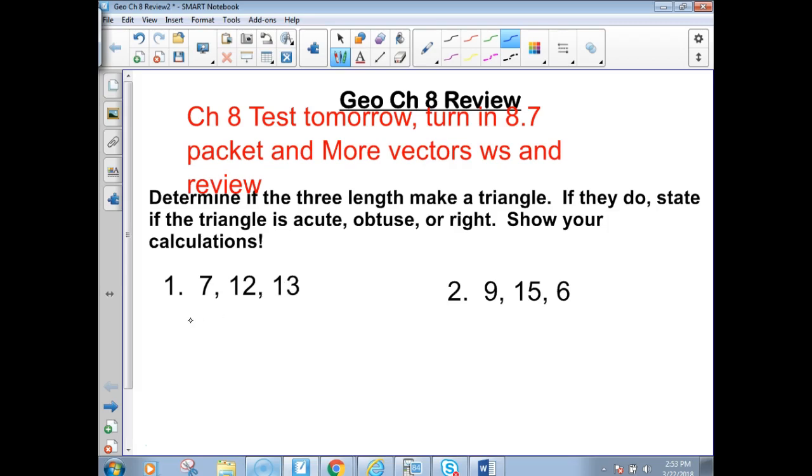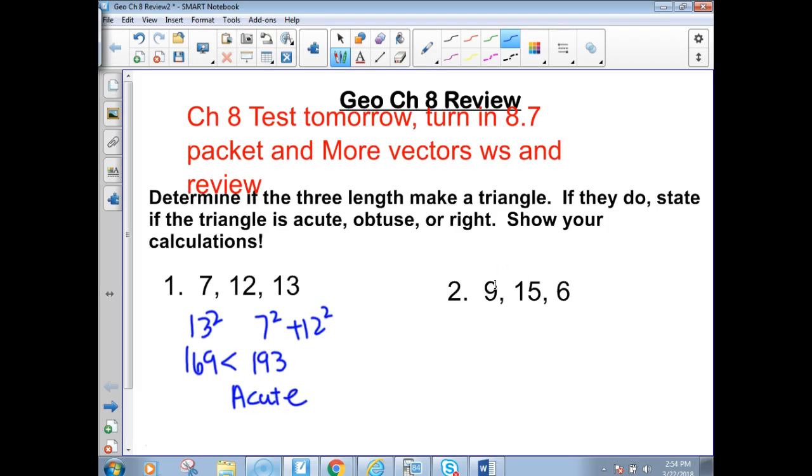You start with the biggest number. And then you square it, and then you square the other 2 and add them. 13 squared is 169. This would be 49 plus 144. We calculate what that was? 193. Awesome. And that's less, 169 is less than 193, so that would make this an acute triangle.